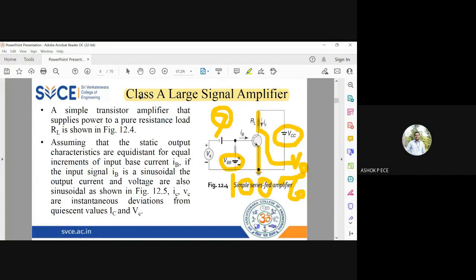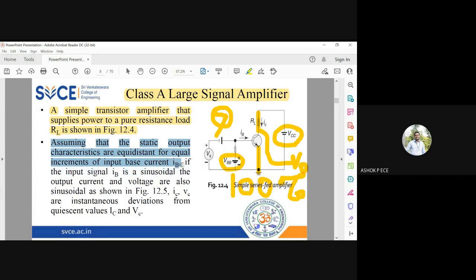See, class A amplifier is a conventional CE amplifier, so there is nothing different in the circuit diagram. It is going to be a conventional common emitter amplifier, and I'm going to keep my biasing also very, very simple. So I'm going to have RL and RB as my bias resistors. VCC and VBB will fix the Q point at the center, and any signal provided to the base of the transistor will be amplified perfectly and present at the collector side of your transistor. Okay, so this is a simple transistor amplifier that supplies power to the pure resistance load RL as shown in the figure. So we are assuming that the Q point is exactly in the center.